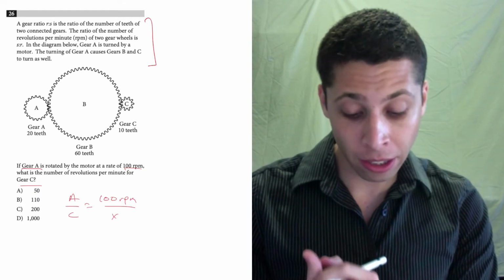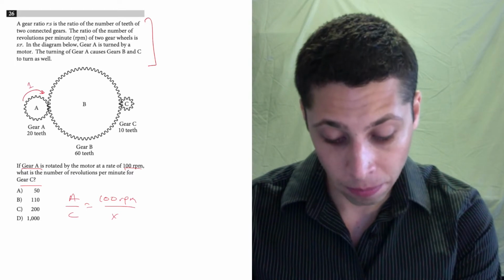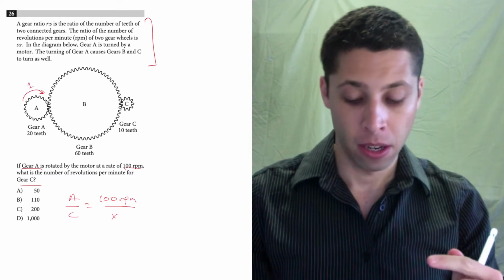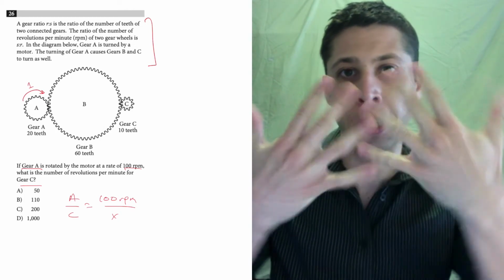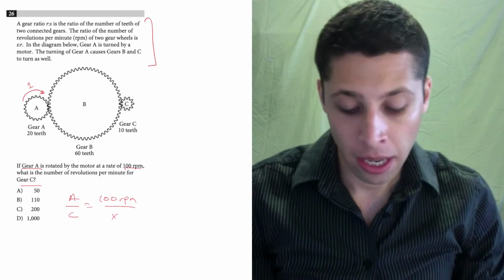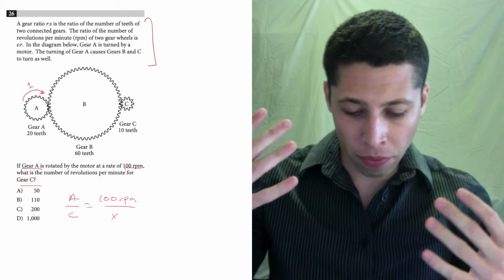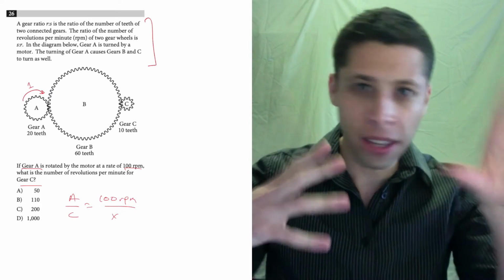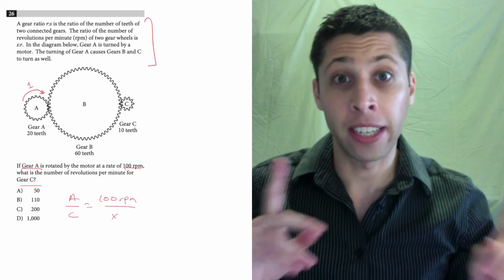I look at gear A and I'm like, okay, let's say gear A is rotating once. What's going to happen? Well, gear A has 20 teeth, so those teeth interlock with the teeth from gear B. So when gear A rotates, gear B rotates as well. The thing is, gear B is huge. It has 60 teeth. So if gear A rotates once, gear B isn't going around completely.